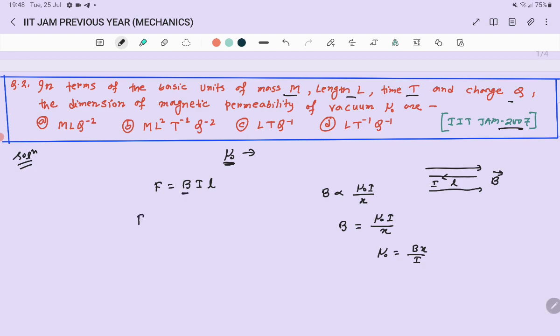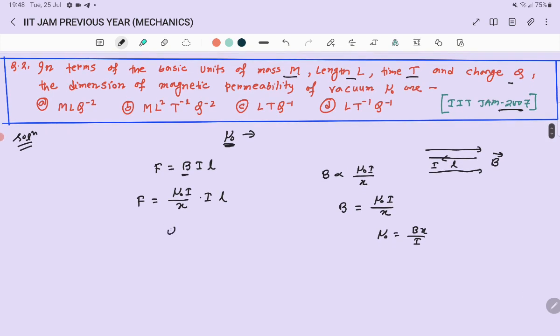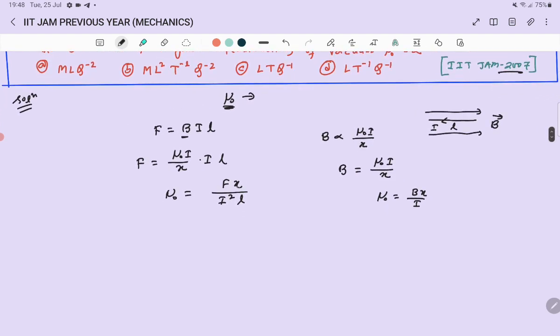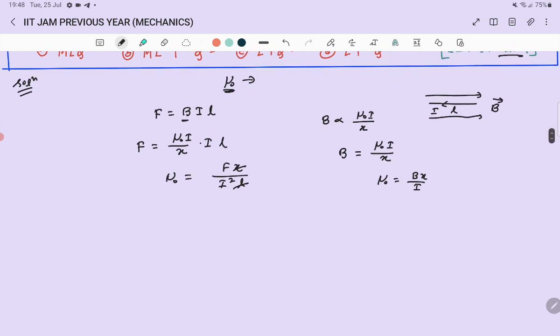So F is equal to mu 0 I by x into I into L. Now what will be mu 0? Mu 0 will be just Fx divided by I square L. This x and x will be cancelled out, because the dimension of x and L will be the same.